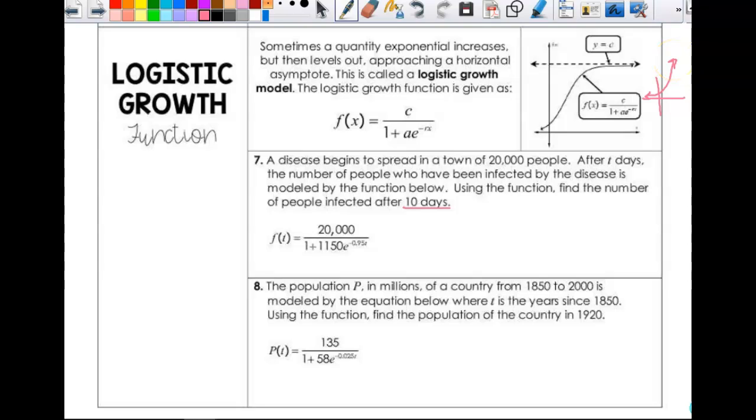Okay, so we have this, and I'm going to find f of this, and this does say after t days, and this is 10 days. So we're just going to do f of 10 equals, so it's going to be 20,000 in the numerator, which is our limit basically. 1 plus 1150 e, and you don't worry about what the other numbers mean. That's a whole logistic thing that we are definitely not getting into. Negative 0.95 times 10. So go ahead and put this in there. Use the fraction button first. Hit the fraction button, put 20,000 in the numerator, arrow down to the bottom, and then get that typed in.